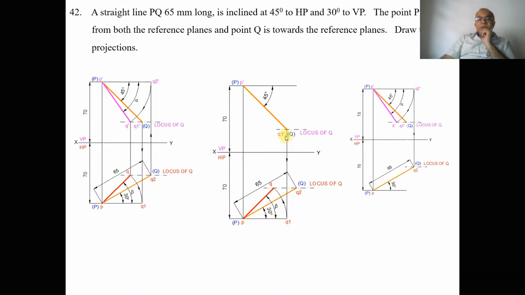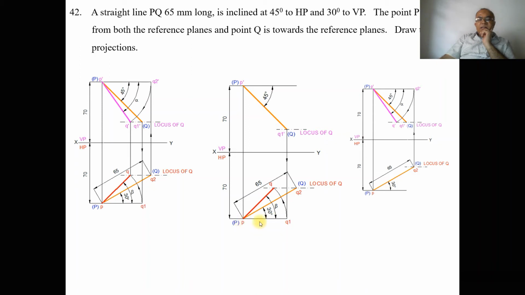Once you get this, since it is Q1 dash, the top view of Q1 dash is Q1. So you mark this point as Q1. But due to the presence of the locus of Q in the top view here, because PQ2 is inclined at an angle of 30 degrees to VP.